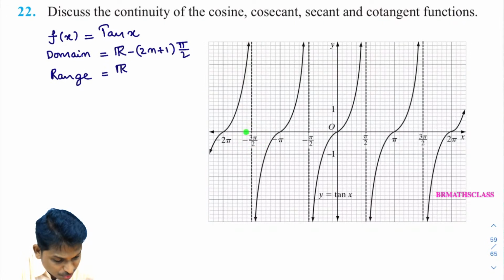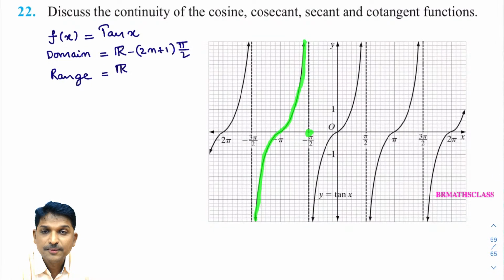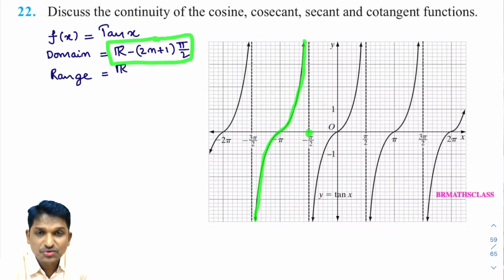See here, at this point the graph is there. As soon as it crosses minus 3 pi by 2, the graph starts. Please observe here, it can be understood easily. Right? Now there is no gap. No gap. But at minus pi by 2, there is a gap. But is minus pi by 2 in its domain? No.